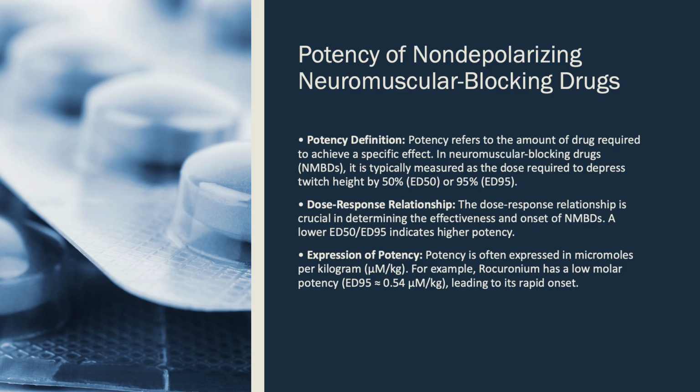When we talk about potency, this refers to the amount of drug required to achieve a specific effect, okay? We normally measure this in the ED50 or the ED95. So potency is often expressed in micromoles per kilo. For example, rocuronium has a low potency, therefore it has a rapid onset. The reason why is, since it has a low potency, you have to give a larger amount, okay? And this helps reach effective site concentrations quicker at the neuromuscular junction.